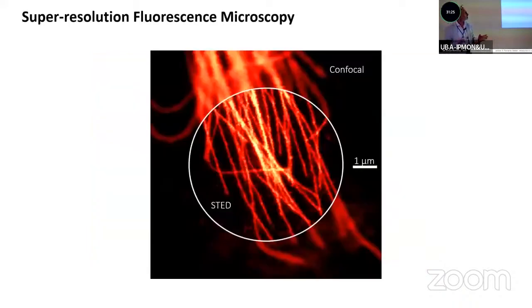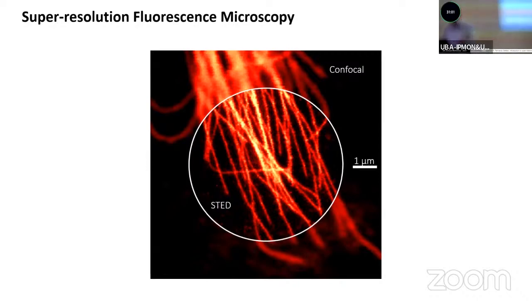Like in this case, you see these are microtubules in a neuron. Outside the circle, you see a confocal image, so that's a diffraction limited image. And inside, you see a super resolved image, in this case by Stefani. And you see things get clearer. You can see microtubule bundles that were not resolved by diffraction limited imaging. You can see them now, right?